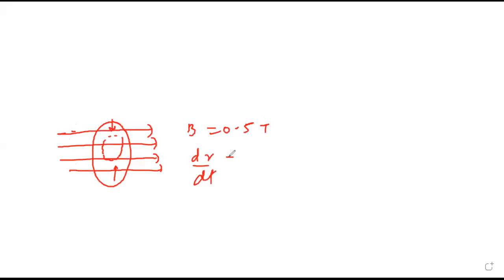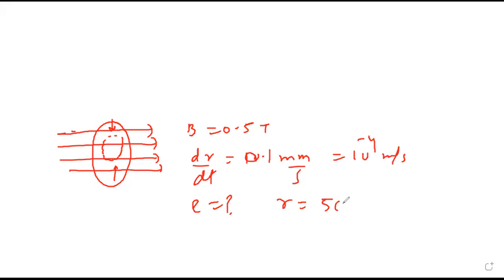dr by dt equals to how much is given? dr by dt is 0.1 millimeter per second. That means it is 10 raised to minus 4 meter per second. Correct? So we want what is the EMF induced when the radius is how many centimeter? 5 centimeter. That means 5 into 10 raised to minus 2 meter. So E is the rate of change of flux.